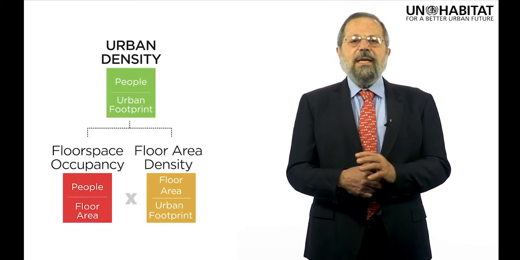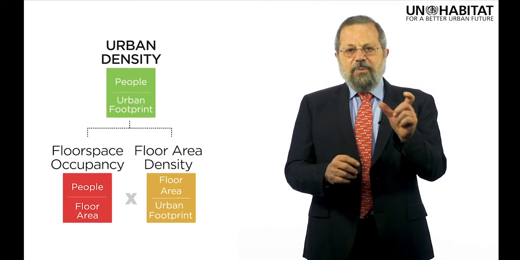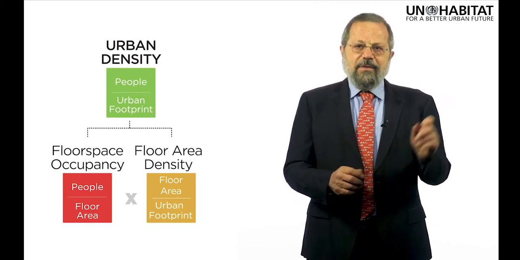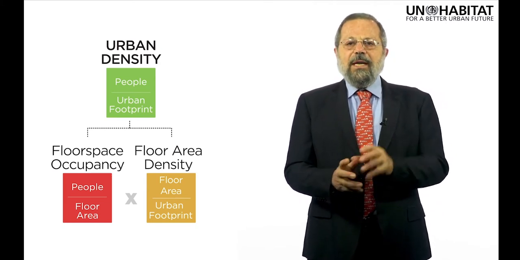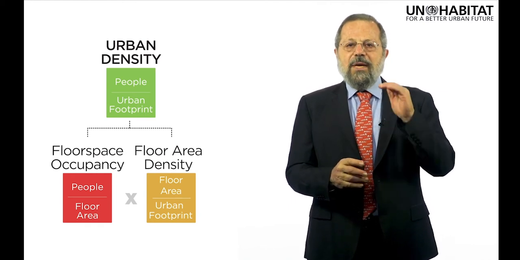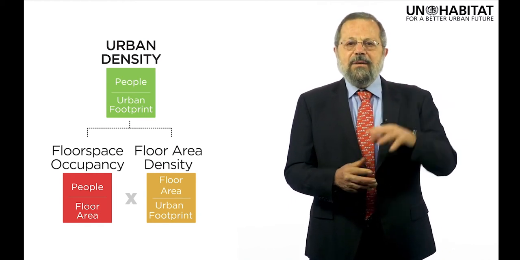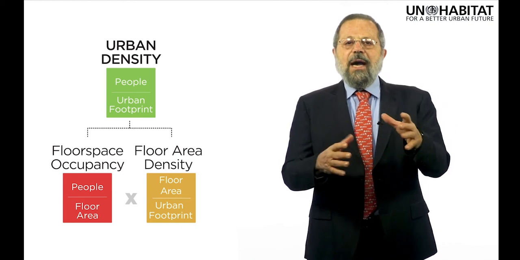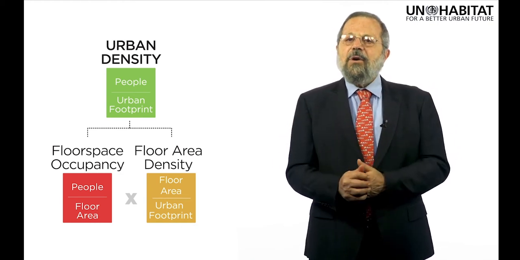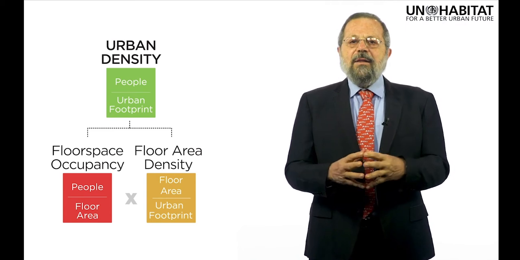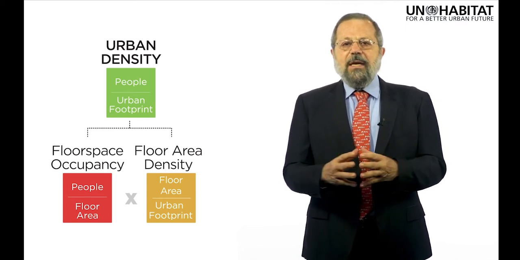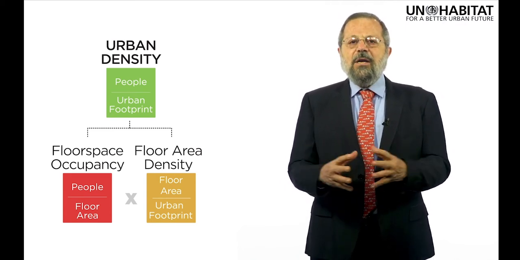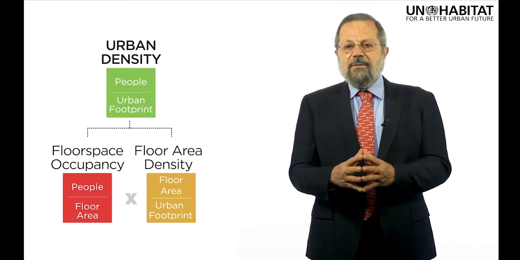Let me start by showing what it means to break urban density into factors. Factors then, when multiplied together, reconstitute urban density. Floor space occupancy on the left is the ratio of the population of a city and its total residential floor area. It is a measure of how many people occupy a unit of residential floor area. The more there are, the less floor area per person. It is a gross measure of how crowded dwelling units in the city are.